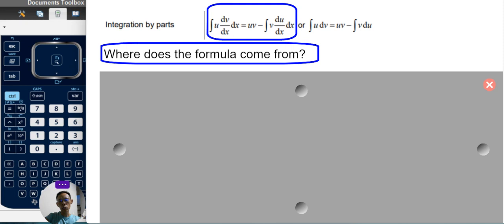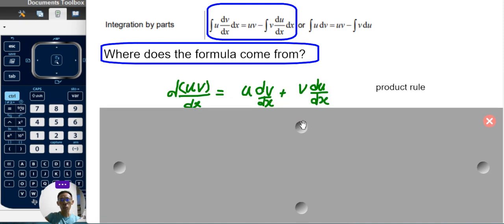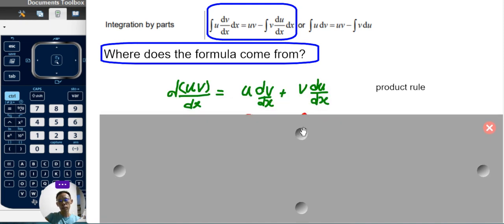you may want to question, well, this looks very complicated. Where does it come from? Well, actually, it comes from something very standard, that is the product rule. You can think of u and v at the moment as two functions of x, and we need to take the derivative of this particular product. So this is our product rule.